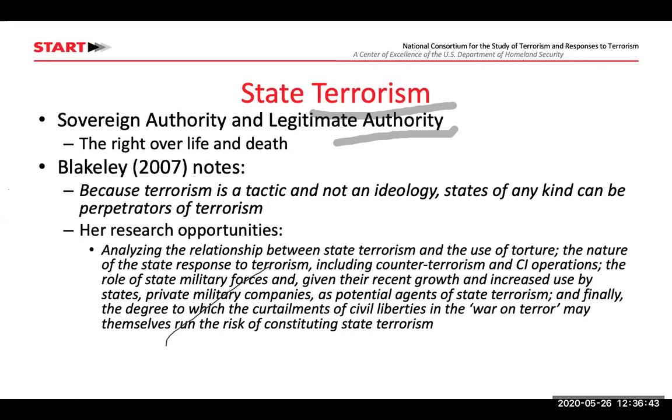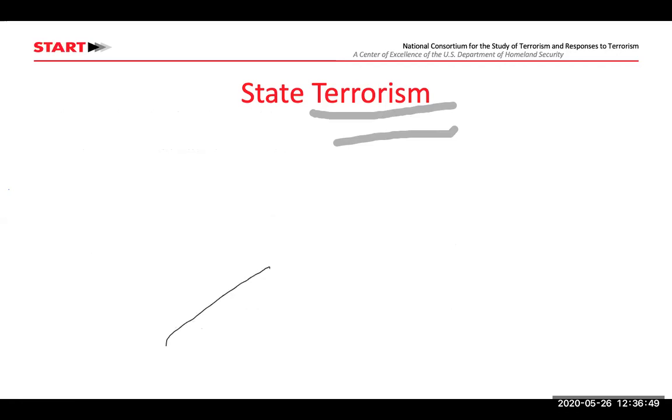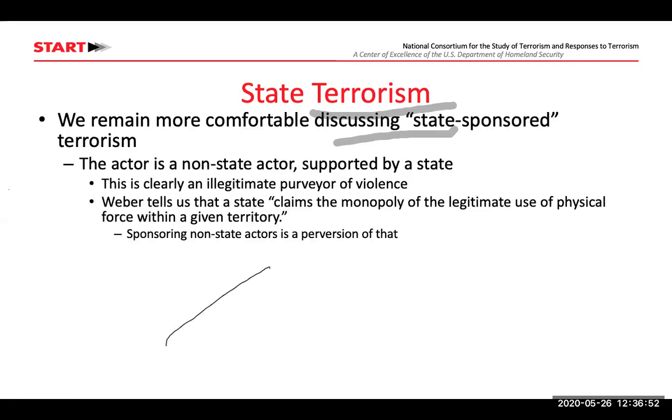And that is a difficult thing to sort of grasp and cope with. Now, we definitely remain more comfortable discussing state-sponsored terrorism. So anytime an actor is a non-state actor, but they're supported by a state. So something like Hezbollah. Hezbollah is funded by Iran, and Hezbollah then goes and commits attacks, commits terrorism. And so that is something that we're definitely more comfortable talking about. State funding of terrorism. But an actual state entity committing terrorism is something that is quite new.